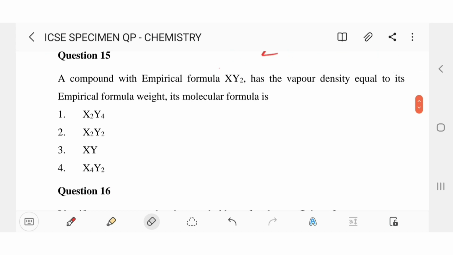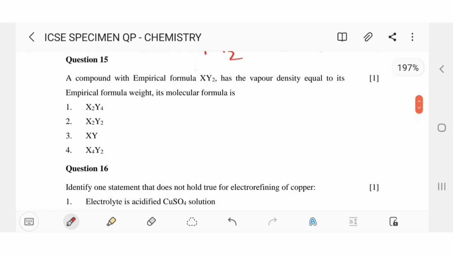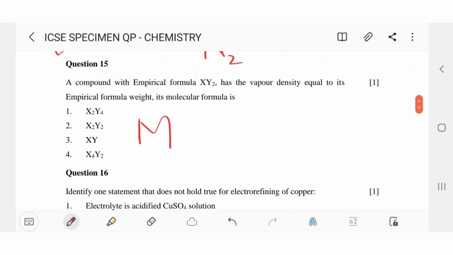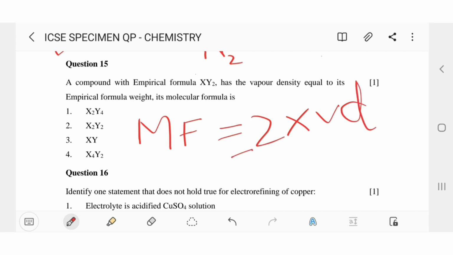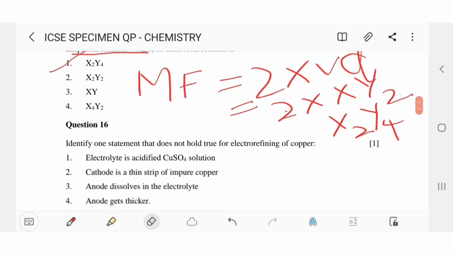Now, question number 15. A compound with empirical formula XY2 has the vapor density equal to its empirical formula weight. Its molecular formula is, what is the formula of a molecular formula? It is 2 into vapor density, right? Now, what is vapor density equal to? It is equal to empirical formula weight. So 2 into XY2. Now, when we multiply with 2, X will get X2 and Y will get Y4. 2 into 2, 4. So the option 1 is correct.